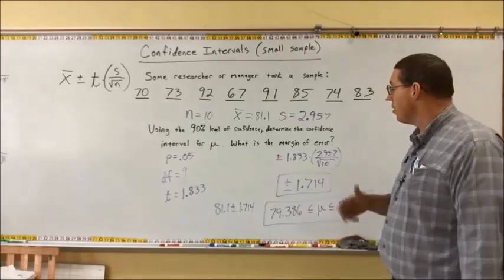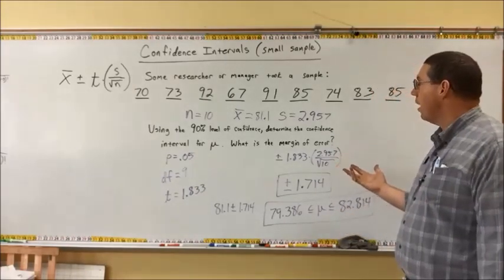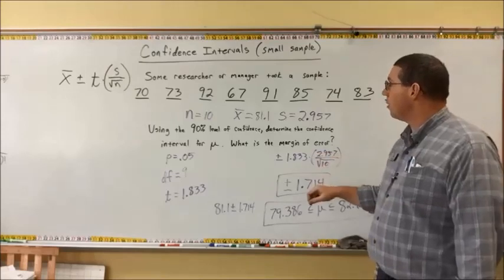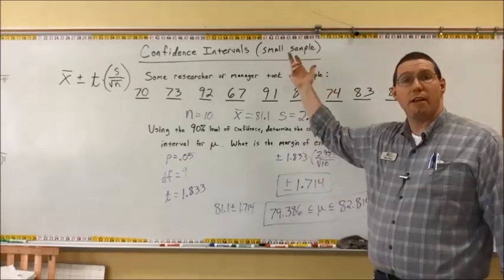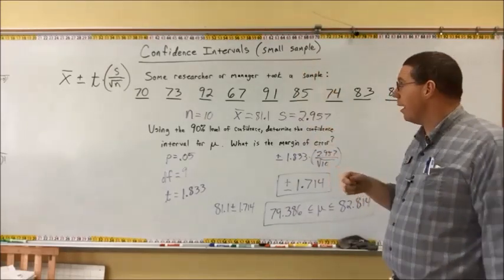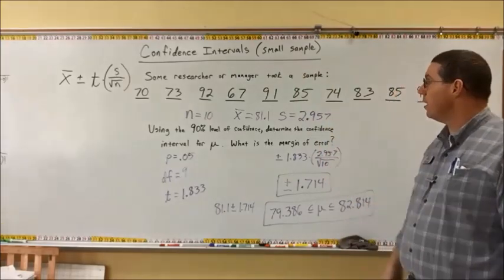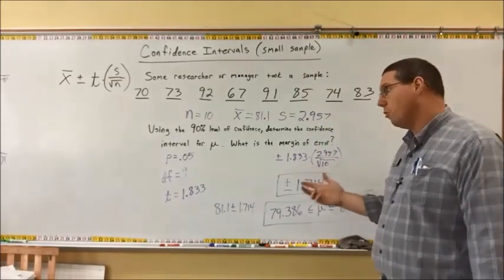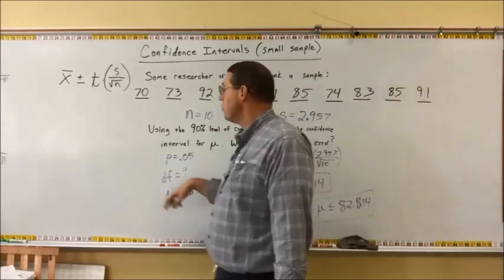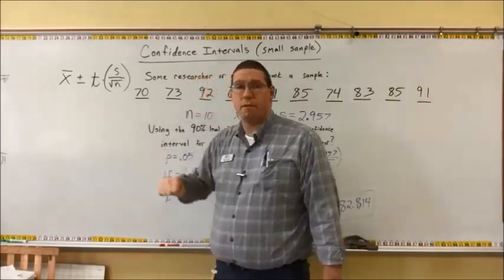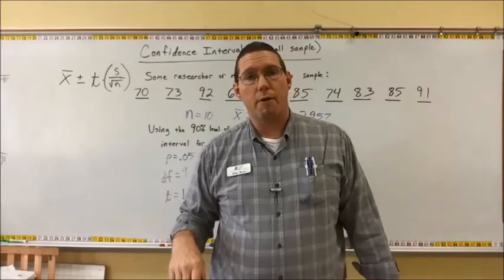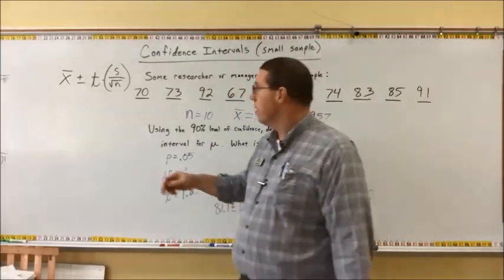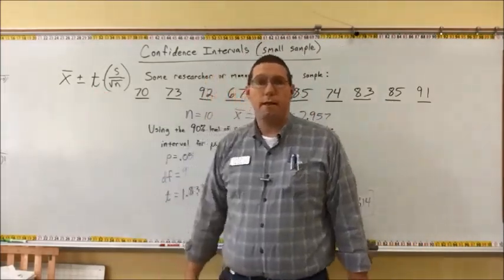Okay, and so this is how you calculate a confidence interval and a margin of error when you have a small sample. And note that it's the same thing that we did in the last class, except the only real difference is that instead of using a Z statistic from the Z table, we found a T statistic from the T table. And that's all I have for you today.